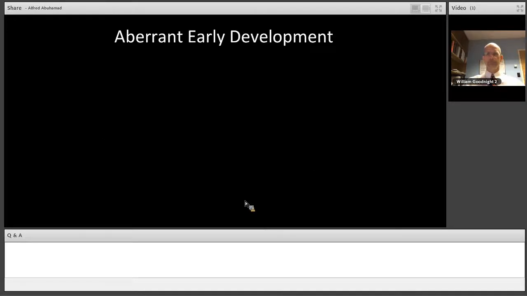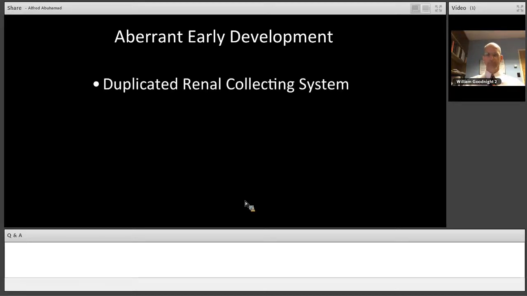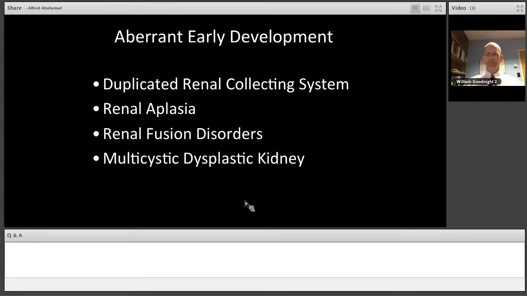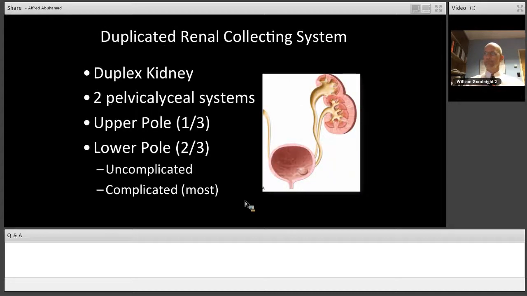So we're finished with the urinary tract dilations. I'm going to move into the aberrant early development. And here what I mean is we're going to talk about duplicated renal collecting system, renal aplasia, renal fusion disorders, and the multicystic dysplastic kidney. So duplex kidney, double kidneys. A duplex kidney has two pelvicalyceal systems, as you see right here. The upper pole is typically about a third the size of the lower pole, as you see in this nice schematic drawing.